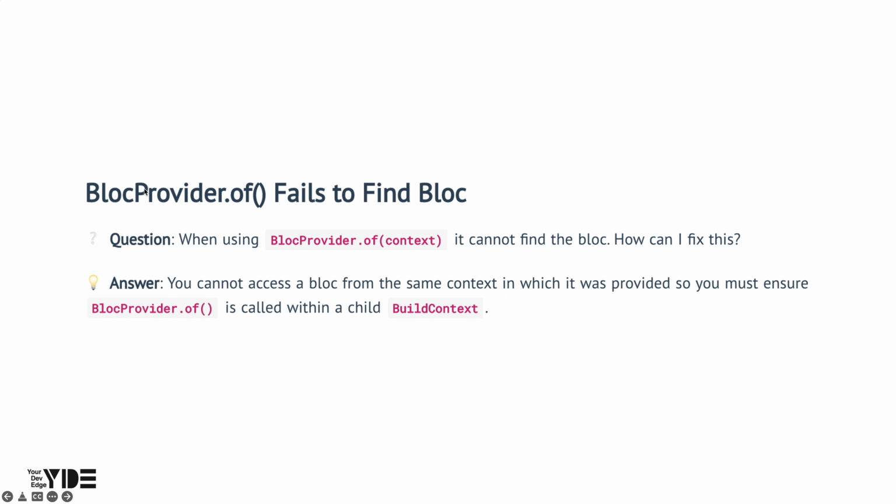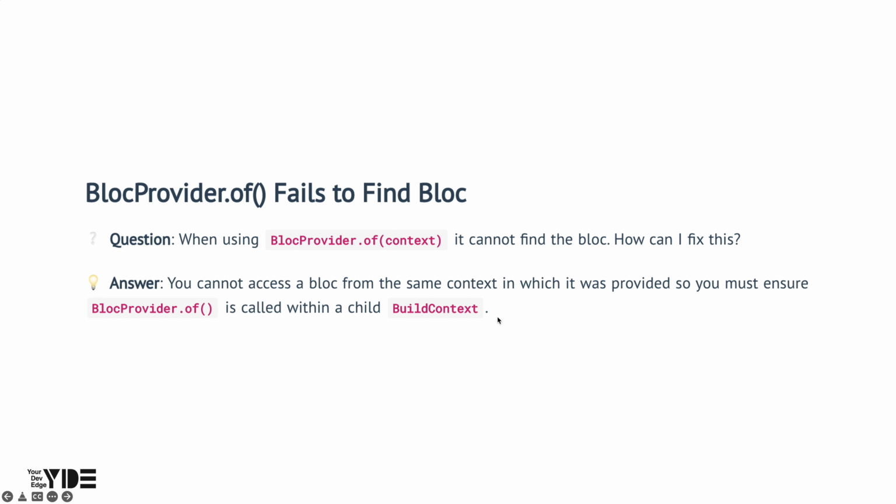This case is detailed in the official documentation. It is a question and answer that is exactly right for the current situation. The question is what to do when the desired bloc is not found when using BlocProvider.of(context). The document states that you cannot access a bloc from the same context in which it was provided, so you must ensure BlocProvider.of is called within a child build context. What does this mean?